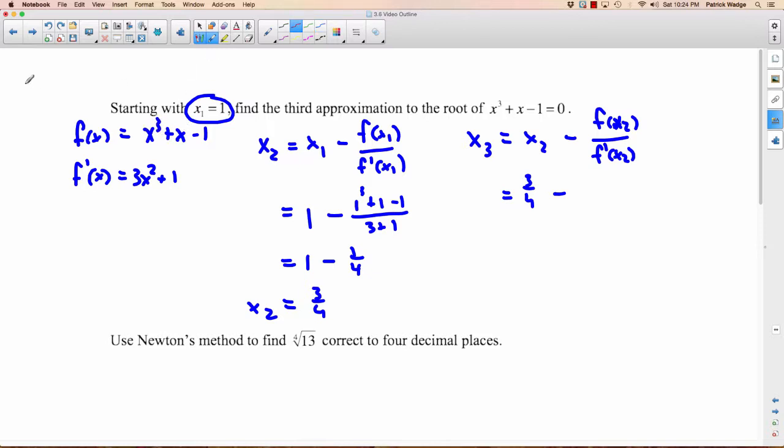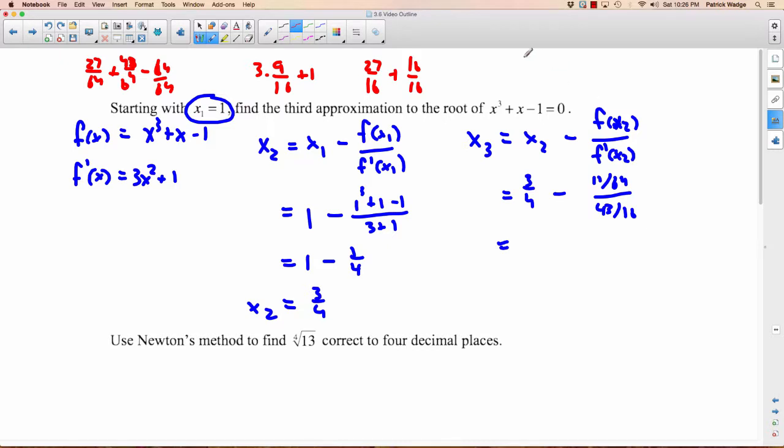Maybe I'll just quickly do it up top. 3/4 cubed is 27/64 plus 3/4 minus 1. If you get common denominators here, you have to multiply by 16, so you get 48 over 64 minus 64 over 64. It gives you 11 over 64. On the bottom, you have to take x2, which is 3/4, and plug it into the bottom. So we would have 3/4 squared, which is 9/16. So we'd have 3 times 9/16 plus 1. 3 times 9/16 is 27/16 plus, well, 1 is 16/16, so you get 43/16.